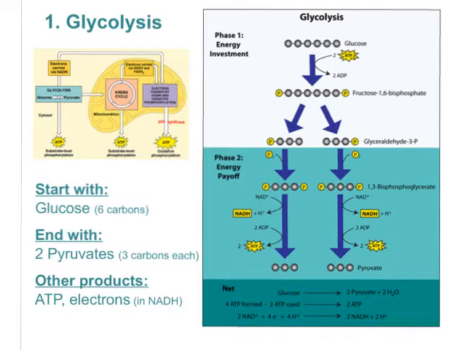And when you read the chart, you can see that in phase 1, there's an energy investment. We start with some ATP, and we use it up here in some of these steps. And in the energy payoff phase, right here, we are generating ATP down here. So in the end, we're producing ATP and storing it up. We're also producing some electrons, and we're going to use those electrons in a later phase.